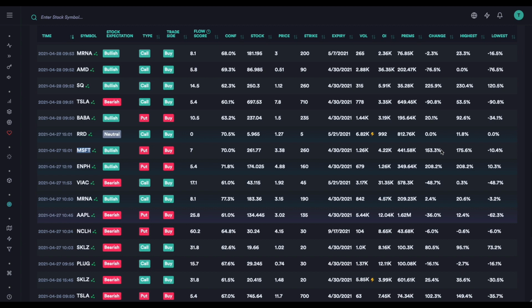This was a really interesting alert, so we are going to discuss what actually happened. The caveat with this alert was that MSFT, Microsoft, was going to have earnings on either the 28th or 29th, and earnings are always tricky. They're always very hard to play.